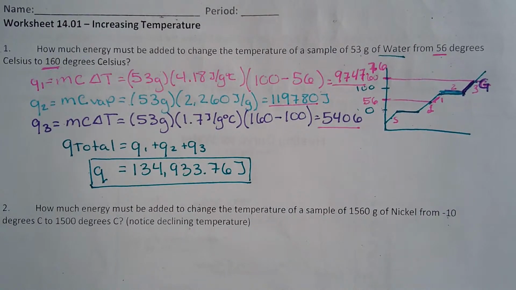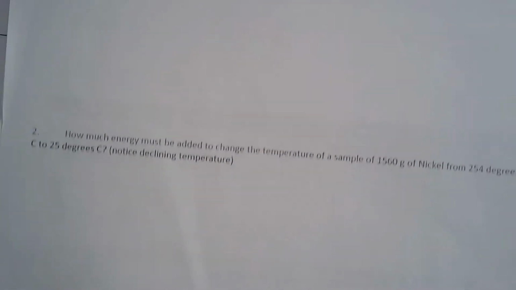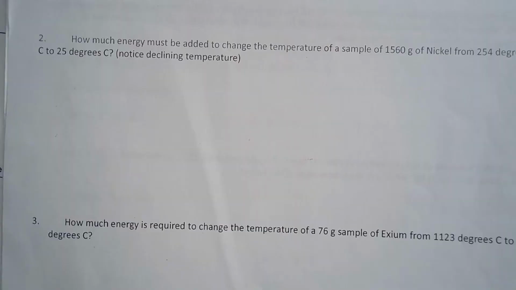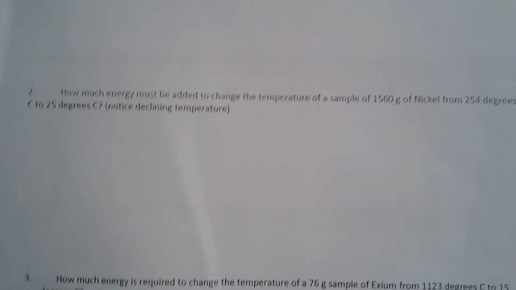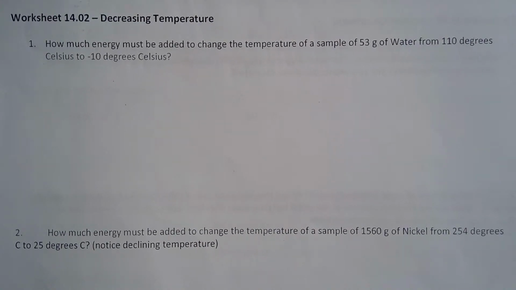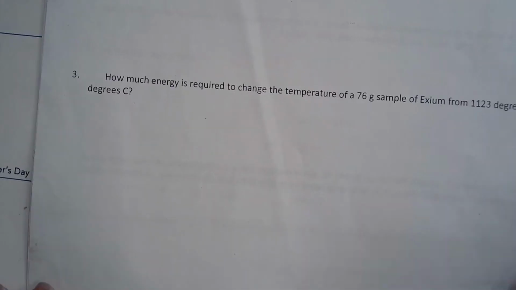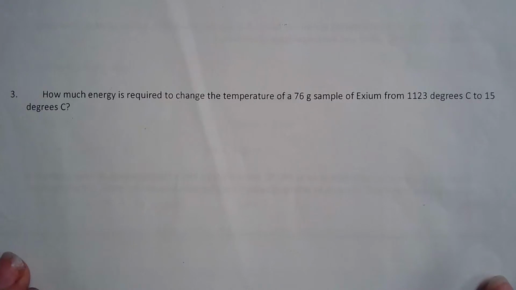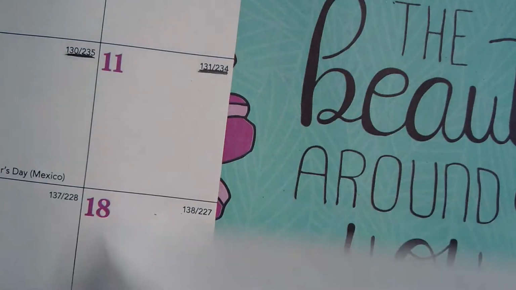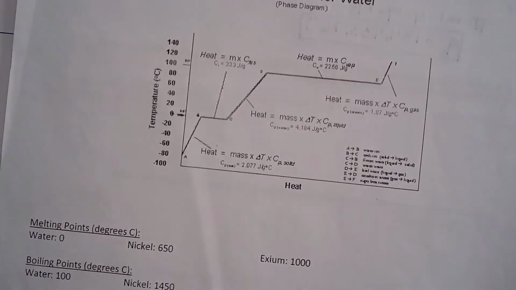Then we're going to flip it over and do 1402. Okay, for 1402, we're going to do question number 2, just to give you a, or 3. We'll just stick with 1. So for this one, actually we'll do a different element. Here we go. Number 3, we're going to do Exium. So for Exium, we're going to have to flip to the front of our packet and get all of our numbers.